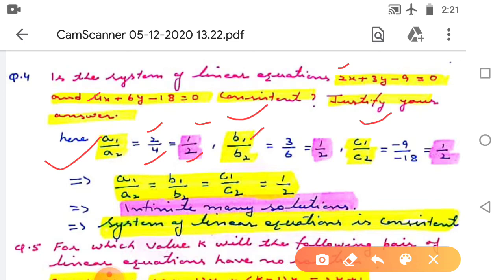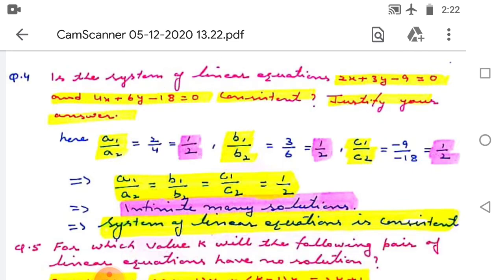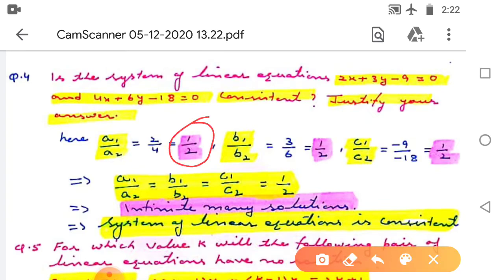b1 upon b2 here, that is 3 and this is 6. So 3 by 6, ultimately this is 1 by 2, clear? c1 upon c2, we have minus 9, minus 18 here. So minus 9 upon minus 18 becomes 1 upon 2. So we see that the value of a1 upon a2 is 1 by 2, the value of b1 upon b2 is 1 by 2, the value of c1 upon c2 is 1 by 2.